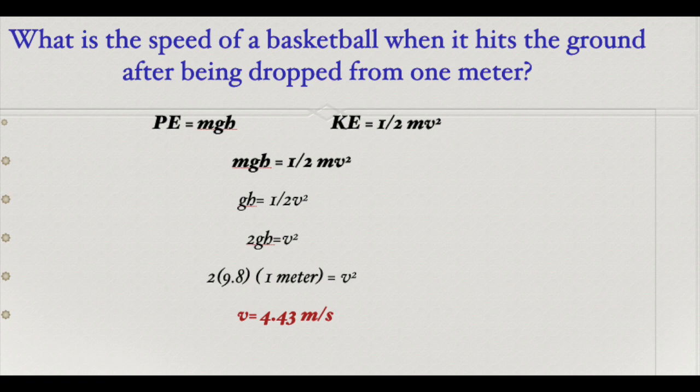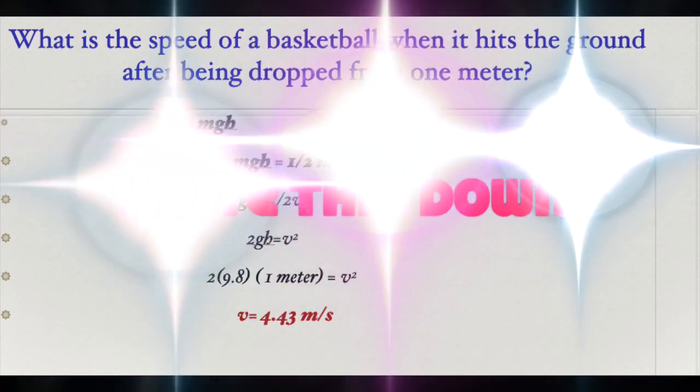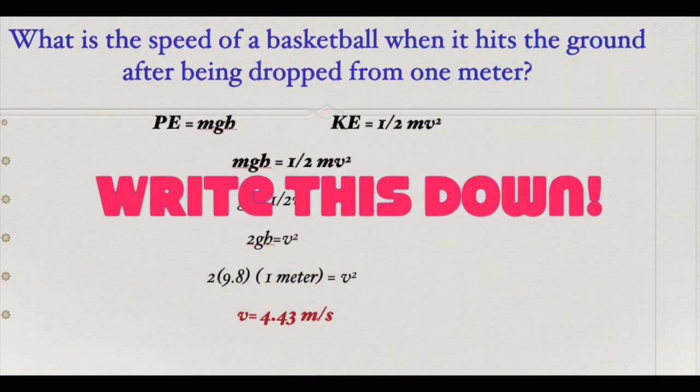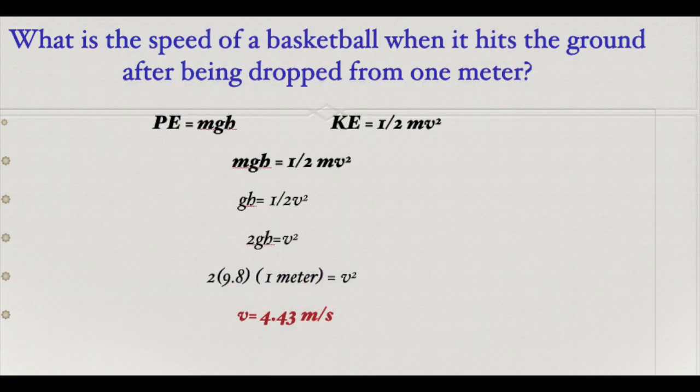Okay, let's try an example practice problem. It says, what is the speed of a basketball when it hits the ground after being dropped from a height of 1 meter? Again, we know that the law of conservation of energy says that PE is equal to KE. Well, according to our formulas, PE is equal to mass times gravity times height. KE is equal to 1/2 the mass times the velocity squared. Since PE is equal to KE, we can say that mgh is equal to 1/2 mv squared.